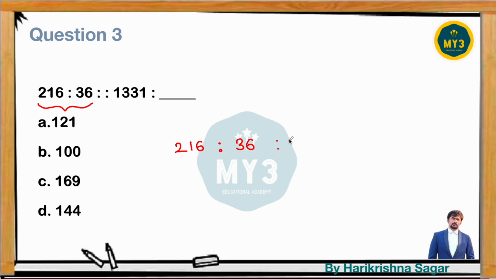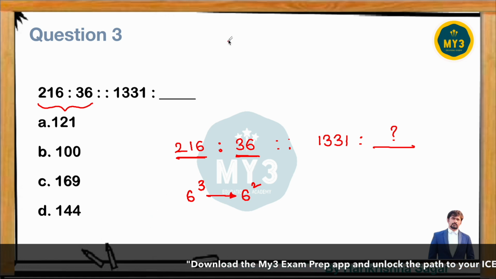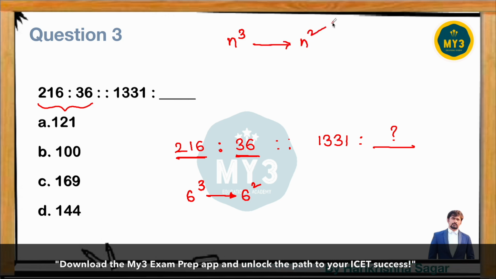Then 1331 will become what? To solve this question, what is required? You just observe 216 is a familiar number. Just now we have seen, it is 6 cube. And 36 is 6 square. 6 cube becomes 6 square. That means what is the logic? N cube turns to be n square. Use the same logic to find out the required quantity.